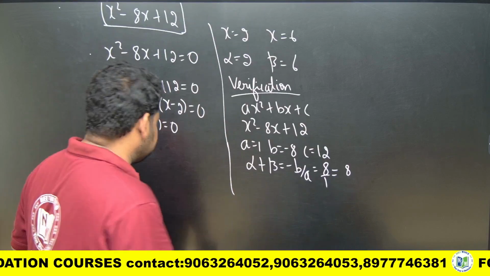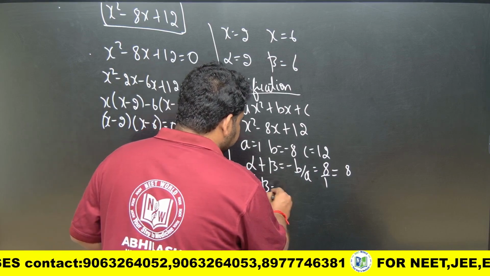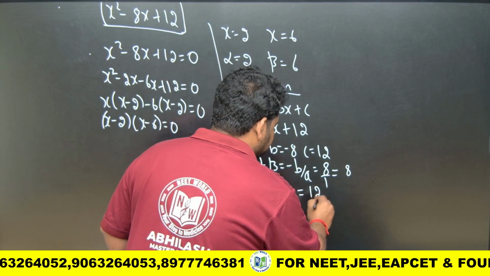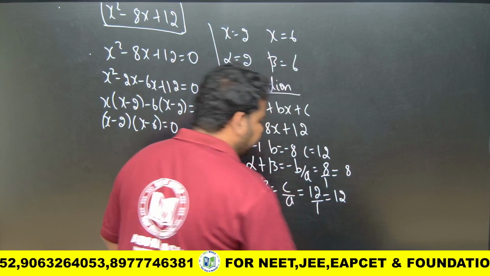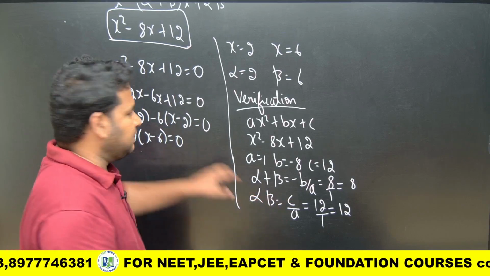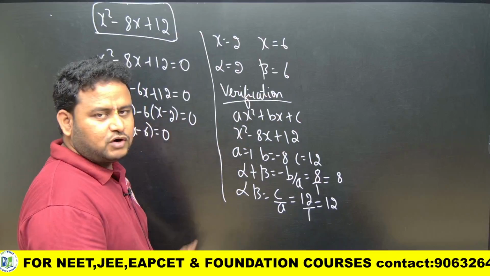Next, the product of the zeros. Alpha beta is equal to c by a. What is c, friends? 12. So 12 by 1 is nothing but 12. Here the product of the zeros is 12. In the question also, the product of the zeros is 12. So it is verified.